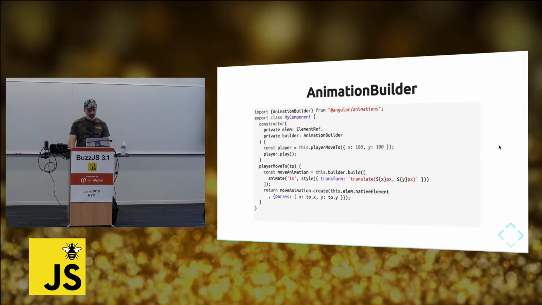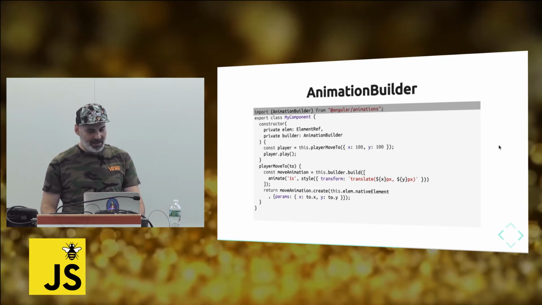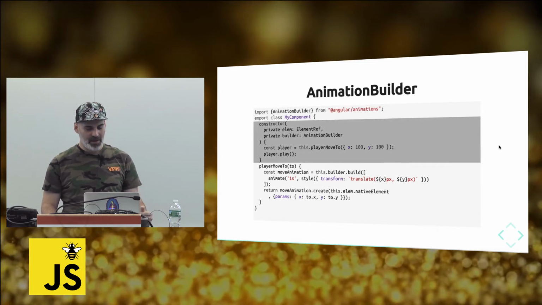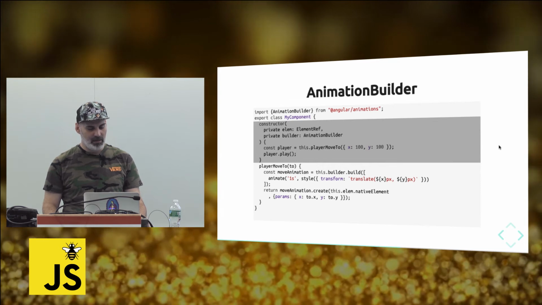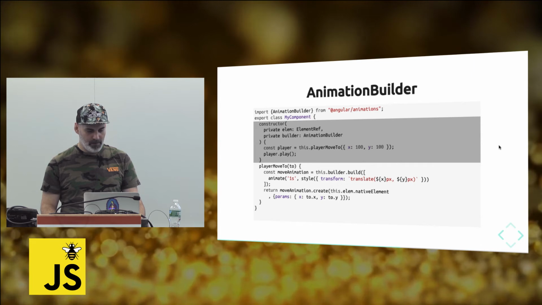So how does that look with code? Well, we need a few things. We need the animation builder, which is the player behind these dynamic animations. We will use a couple of dependency injections.